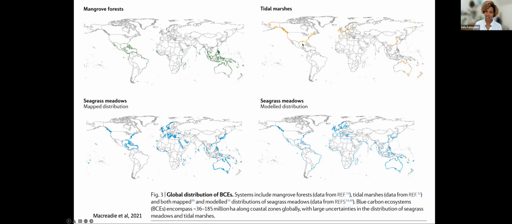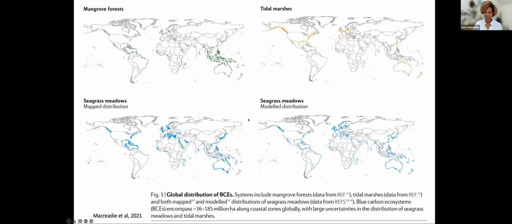Tidal marshes occupy the same niche space. Essentially, they have the same role as mangroves, but they are primarily found in the more temperate zone. So further north, the largest extent is in the US, and then you have some in Australia, New Zealand, and then also in the southern tip of Latin America and Africa. Now, seagrass meadows you'll find in almost all of the coastal zones worldwide.